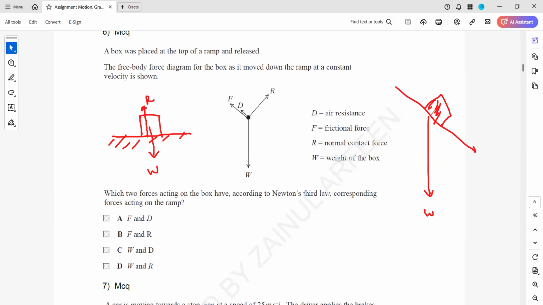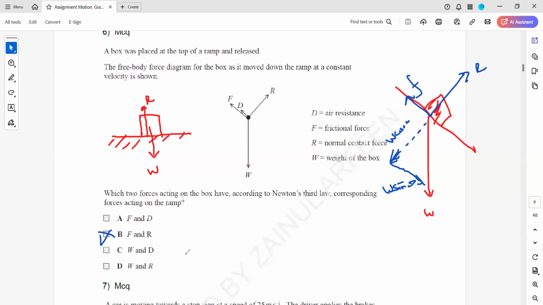The weight will have components. So there will be a component of the weight with an angle, W cosine theta. That W cosine theta is downward according to the surface, so there will be a reaction force R. And then there's W sine theta, the component of the weight which is dragging this down, and it is balanced with a friction which is opposite. Is it clear? So that's why F and R is the right answer, not W.